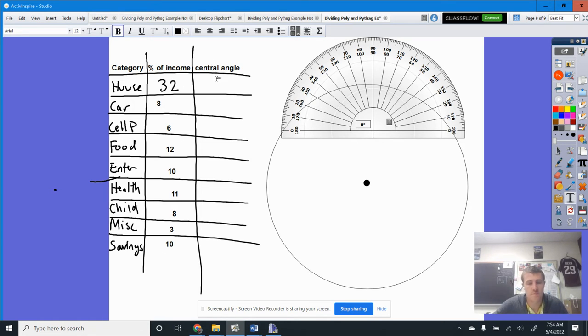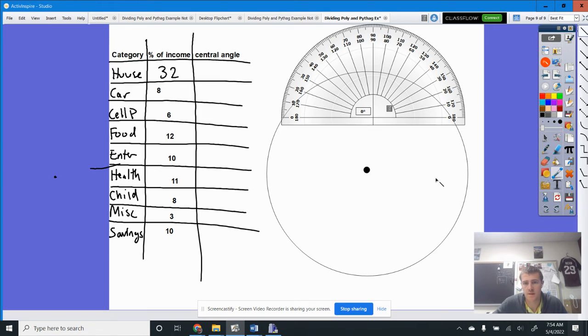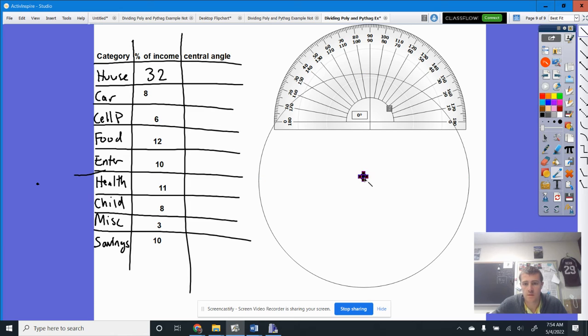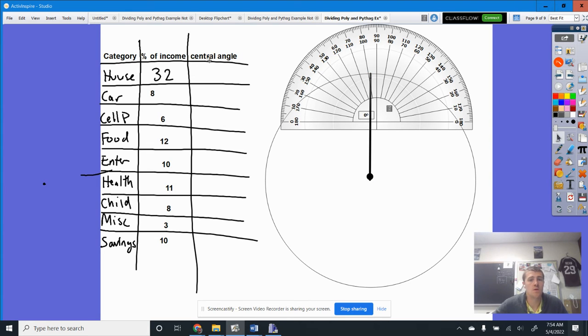So on your paper, you have this column called the central angle column. Oh, you also have a line here. Should have drawn that right there on your paper. So what you're going to do is figure out what the central angle is for this. Since the house is 32% of your income, you're going to want it to cover 32% of the circle. And we're going to use degrees to help us there.